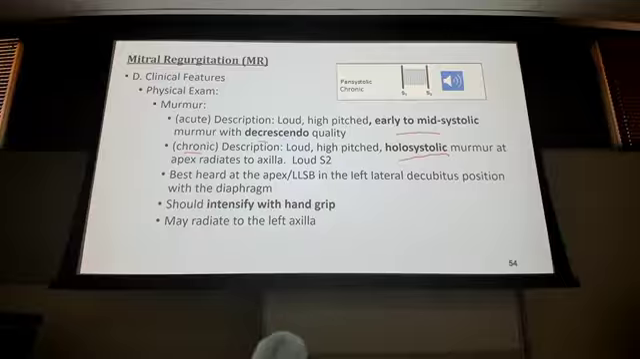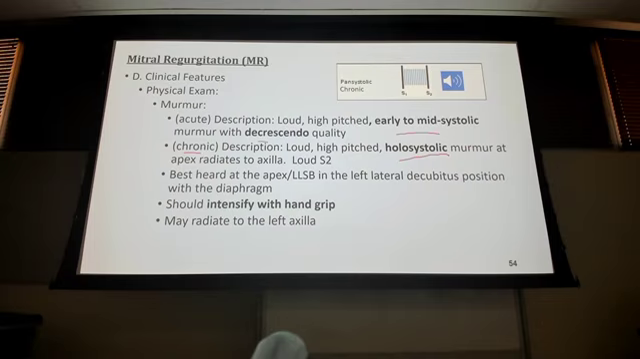Okay? But in the chronic presentation, now that atrium is stretching, it's compensating for that volume, that pressure remains low, so that encourages more of a flow for the full duration of systole. Okay? So that's why you're going to see that holosystolic murmur in chronic mitral regurg.